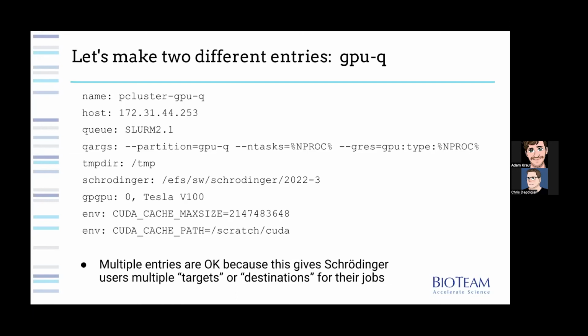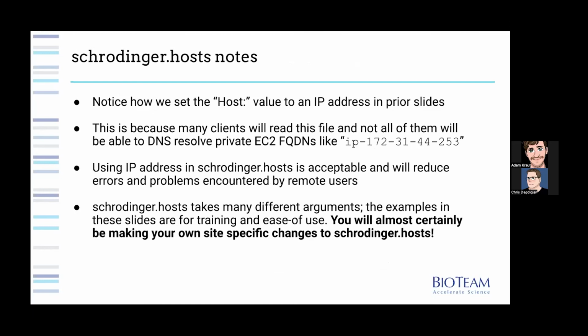Don't blindly copy this configuration file, because for instance, if you see CUDA cache path, we're referencing a directory called scratch CUDA. If scratch CUDA doesn't exist in your HPC, stuff's going to break. So, this is kind of reference material. You might have to tune it or tweak it a little bit. The other thing I wanted to talk about here is, and I'll go back to a previous slide here.